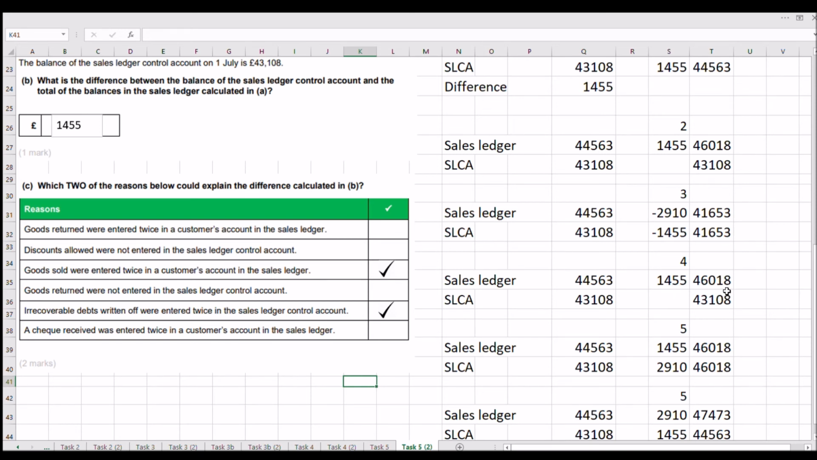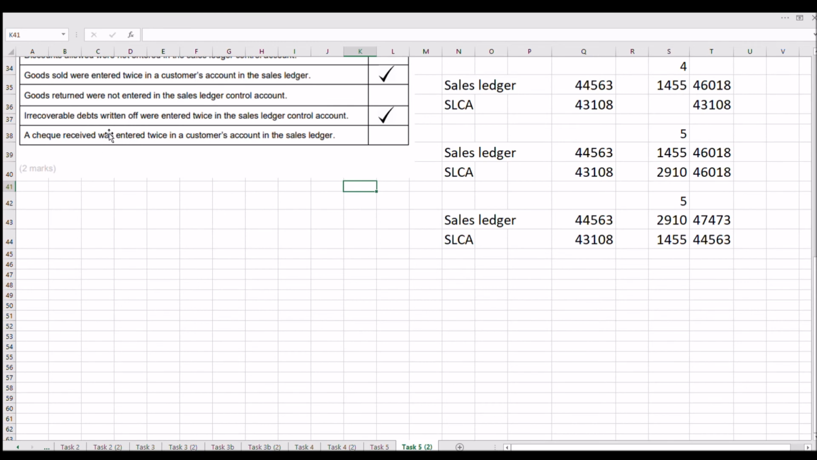And then number 5, the irrecoverable debts written off were entered twice in the sales ledger control account. So the original journal is credit sales ledger control account, and we debit to reverse it. So we debit the sales ledger control account twice and debit the sales ledger once, and you can see that's the same. So that is the answer. It's that one, that one as well.